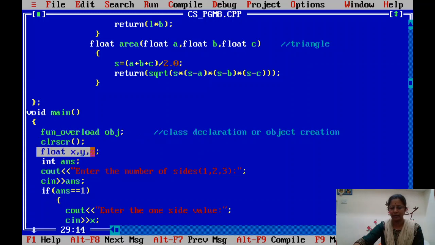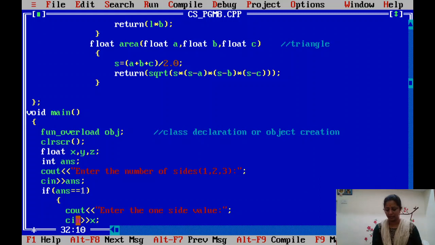Then here we have declared x, y, z to accept the values. Maximum we need three different sides. If it is 1, only the x value. If it is 2, x and y values. If it is 3, x, y, z, all three values. So you are asking the question, enter the number of sides. If it is 1, square. If it is 2, rectangle. If it is 3, triangle code will be executed. Okay. So whatever answer you give, your code will execute depending on that.